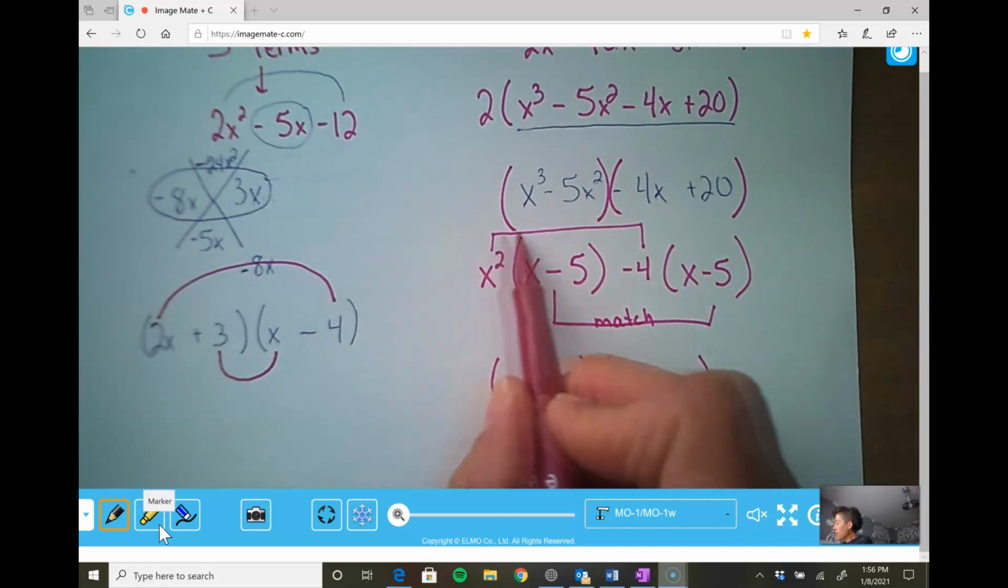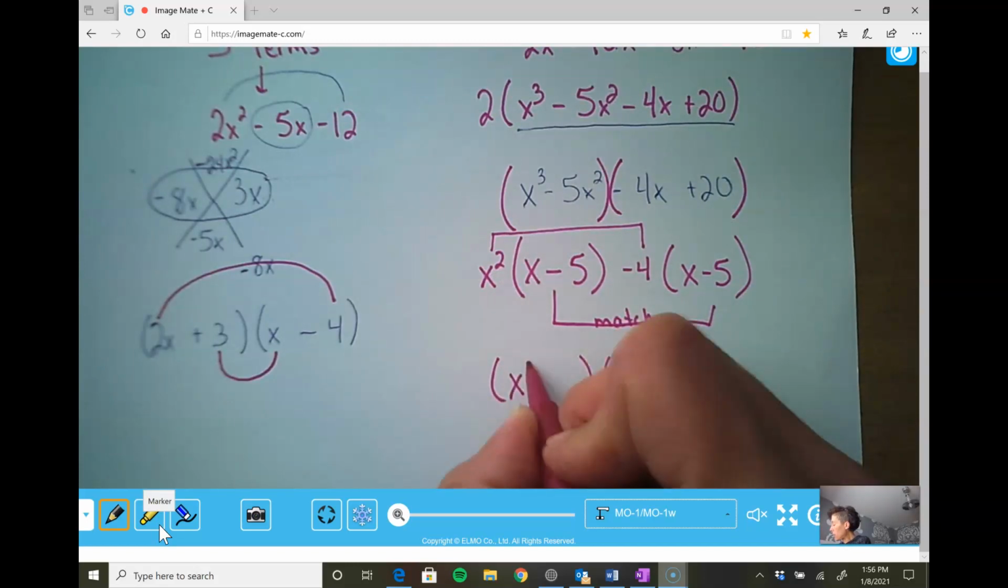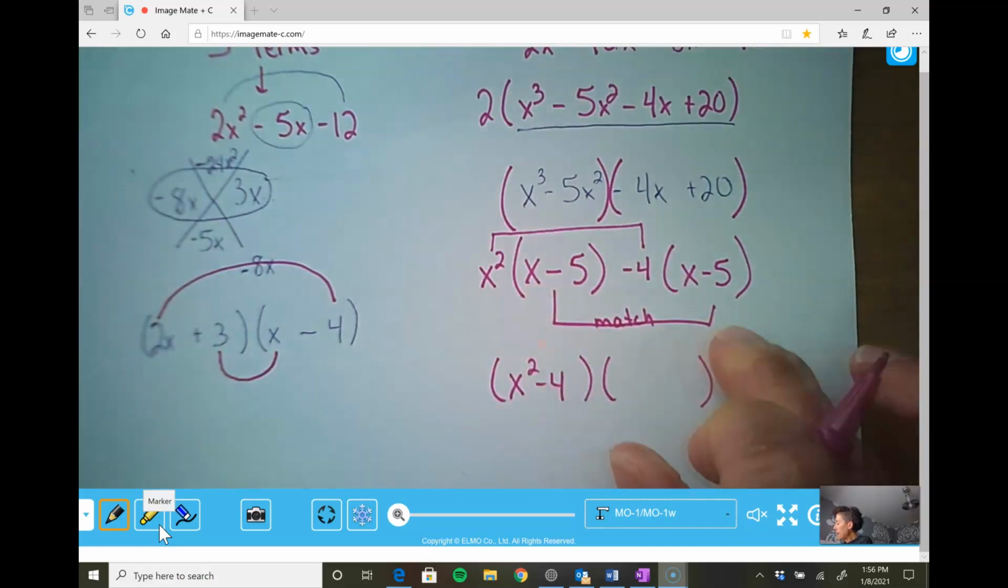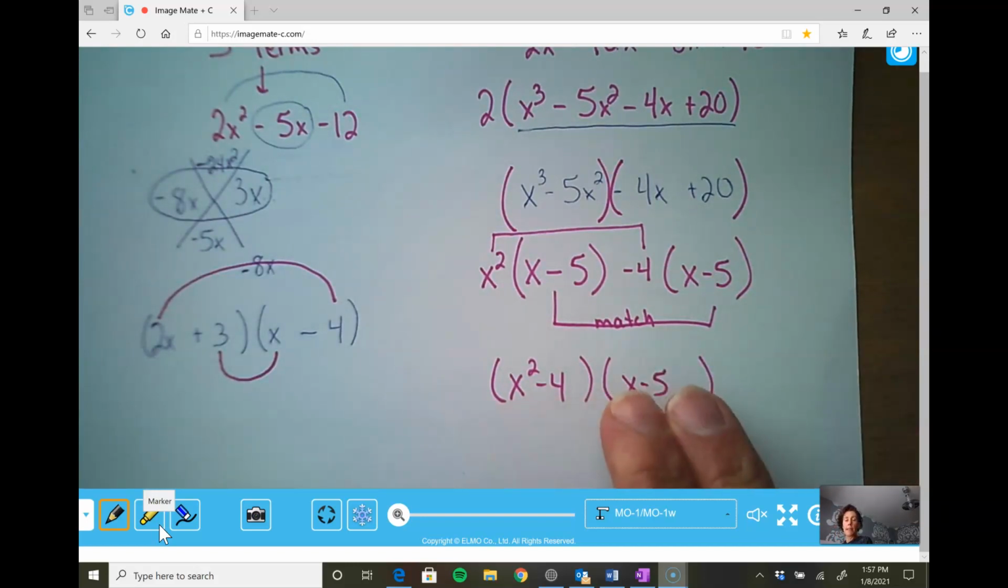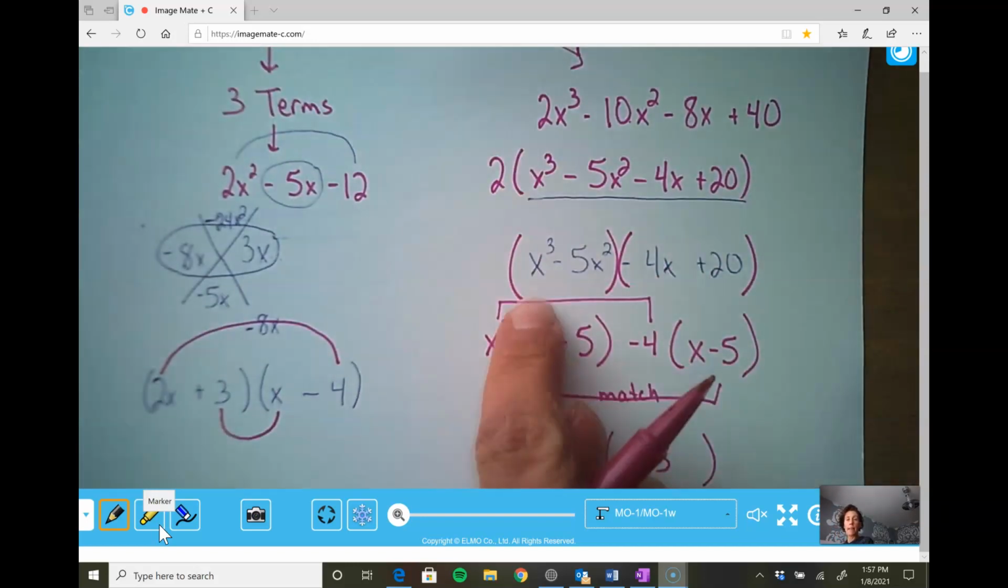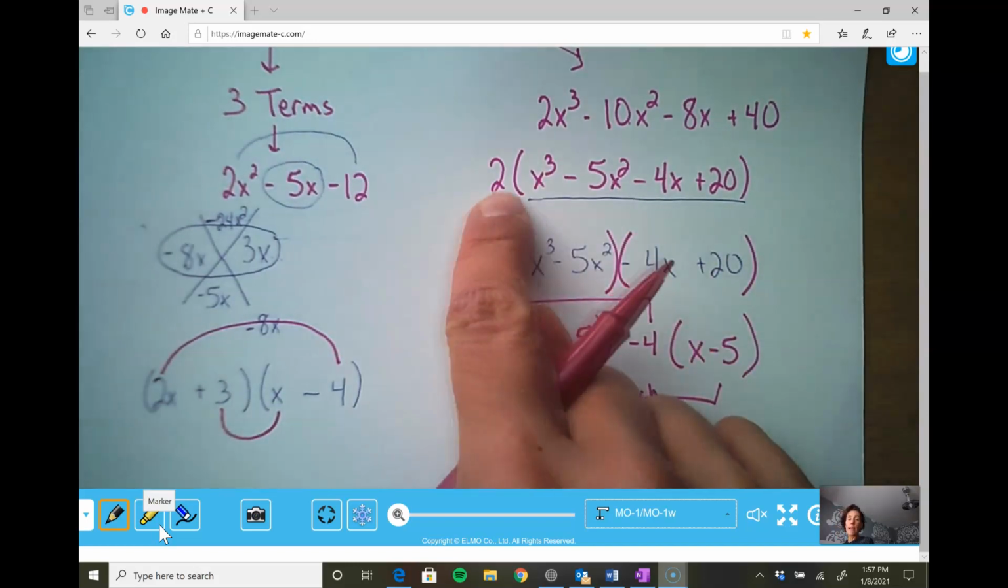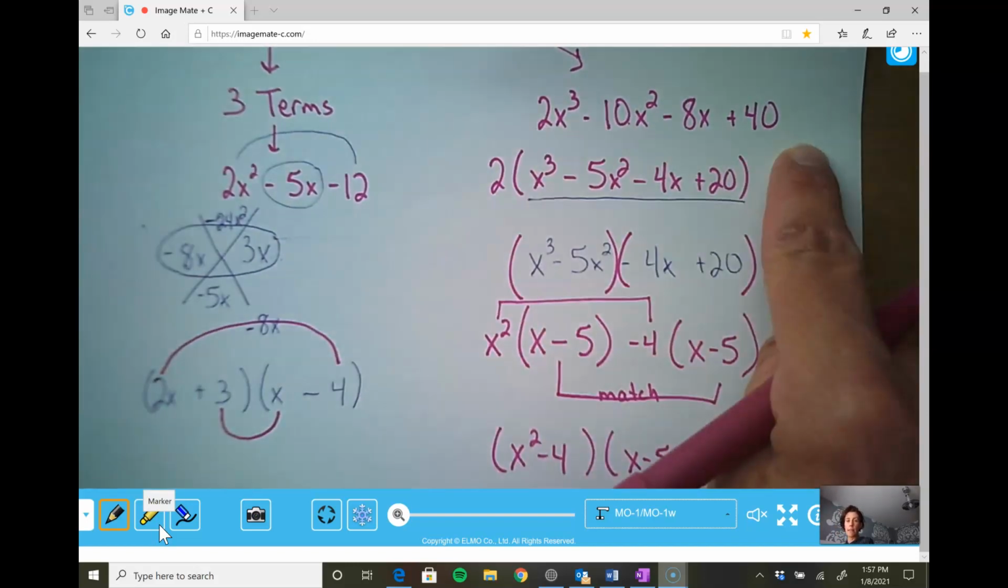One of them is the things that will be on the outside. So x squared minus 4 will become one neighbor, or one factor. And the matching set will become the other neighbor. So when this neighbor multiplies into this neighbor, you do get back to this step. And then when this neighbor multiplies back in, you get to this.